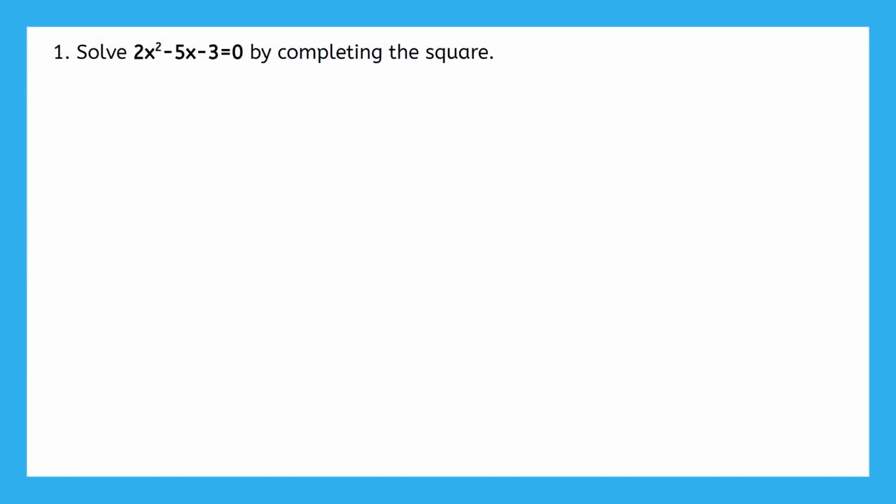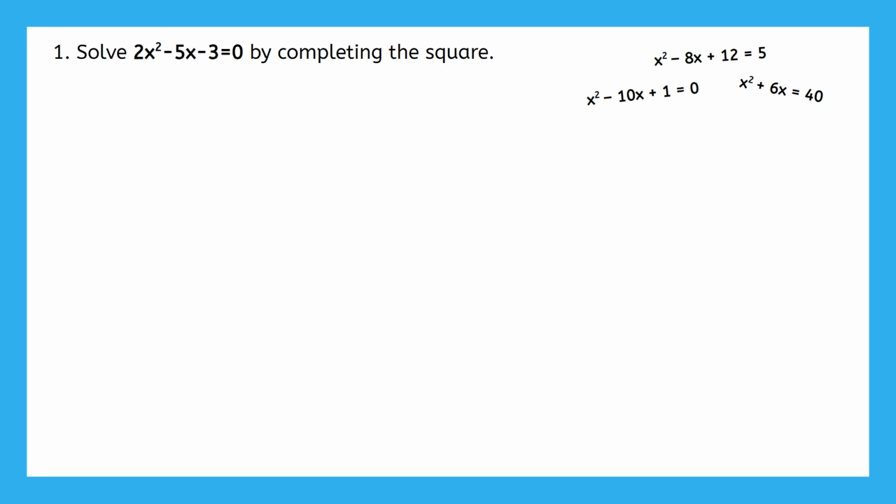Our first example is solve 2x squared minus 5x minus 3 equals 0 by completing the square. Why is it that this time we do need to complete the square? The x's in this equation aren't all contained in a square like in the last equations. Therefore, we need to build the square ourselves. Do you notice how this equation is a bit different from the ones we solved by completing the square in the last lesson?